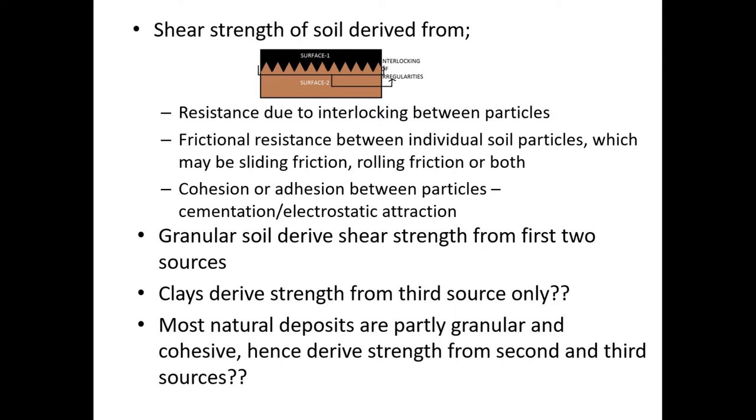So no soil is purely granular, or generally most of the natural deposits, they are not completely sandy or completely clay. So most of the natural deposits are pretty much partially granular and cohesive. So they derive their strength from different sources as mentioned on the top. They have their strength due to interlocking between particles, frictional resistance, then some cohesion. So a natural deposit can derive its strength from any of these.